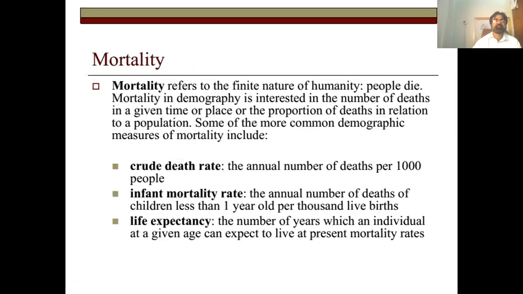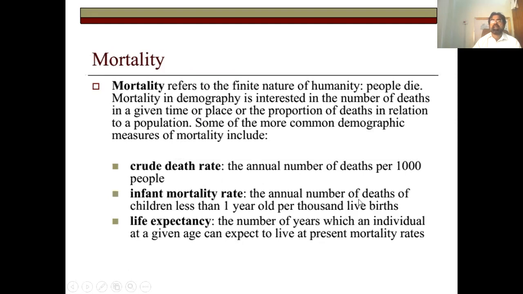Mortality refers to the finite nature of humanity. People die. Demography is interested in the number of deaths in a given time or place, or the proportion of deaths in relation to the population. Some of the more common demographic measures of mortality include the crude death rate, which includes the children, the women, the old, the young, all types of individuals. So crude death rates are deaths per 1,000.